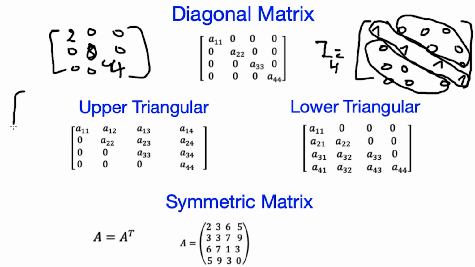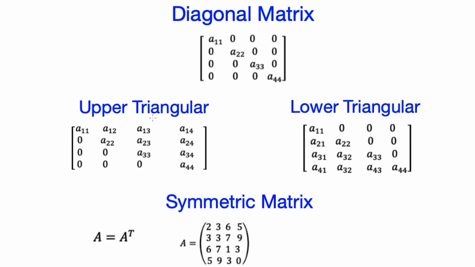For example, this matrix here is a diagonal matrix. So for example, 0 0 0, 0 0 0, 0 0 2. So this is a diagonal matrix because all the entries off the main diagonal are 0. So we say it is a diagonal matrix.